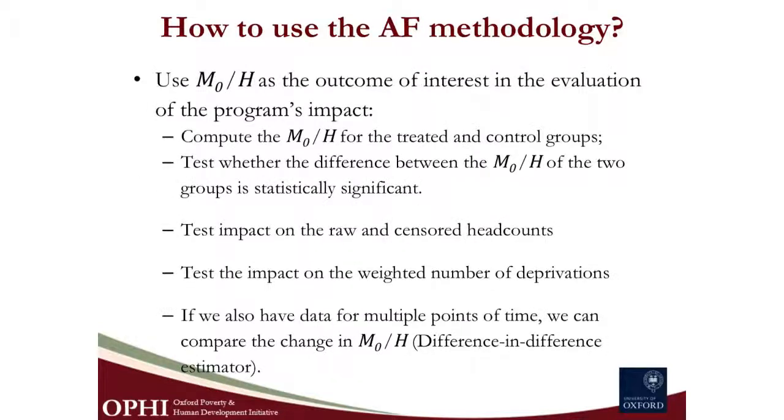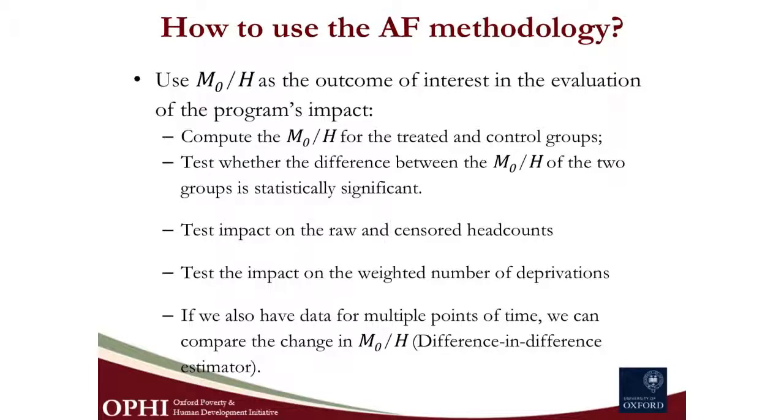And then in the end, the idea is just this. Instead of using nutrition, education, sanitation as an outcome of interest, I'm not saying instead, but as a complement, you use the M0 or the H. So you look at this as the outcome of interest. You just compute it for the control and the treated groups, and you compare. You test the difference. Just that, normal standard impact evaluation analysis.